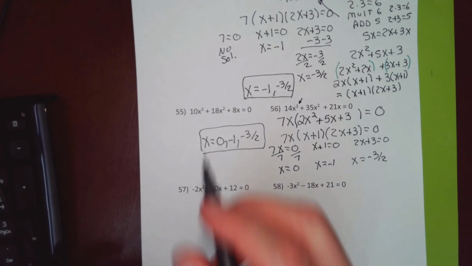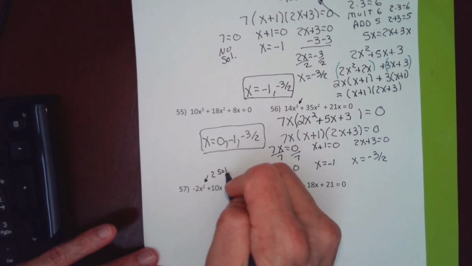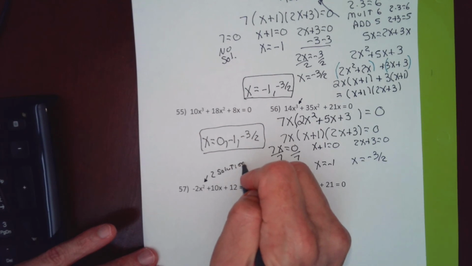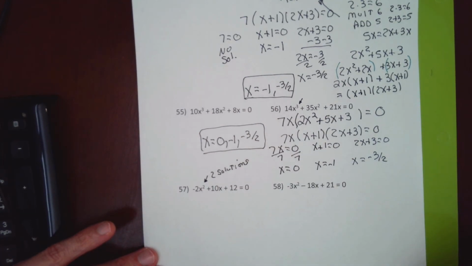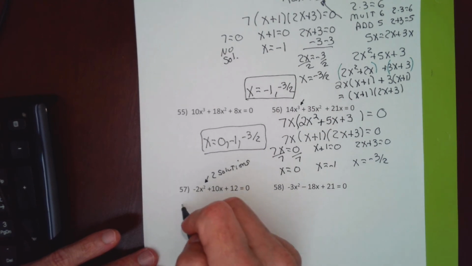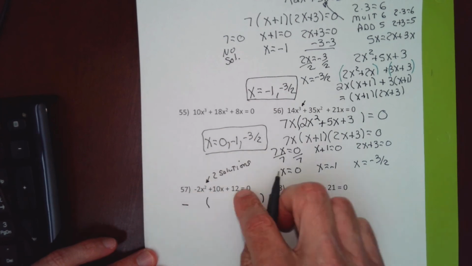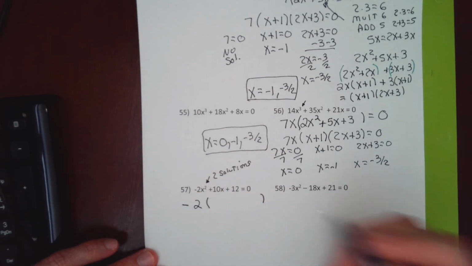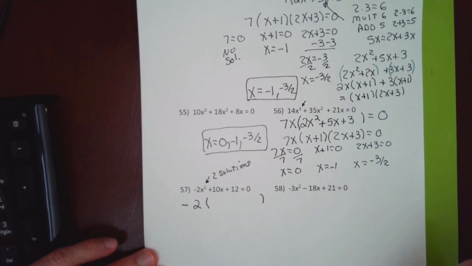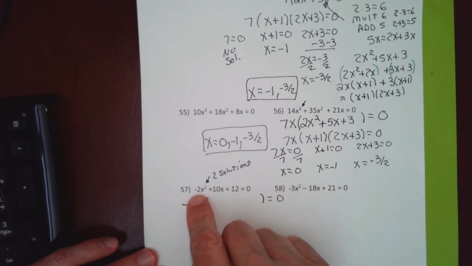In 57, the highest exponent is 2, so I expect to get 2 solutions. Can't get more than 2 solutions. I need to factor this. The first term starts with a negative, so I'm going to GCF factor out a negative. And all the numbers are divisible by 2. I'll take a 2 with that negative. So the common factor is negative 2.